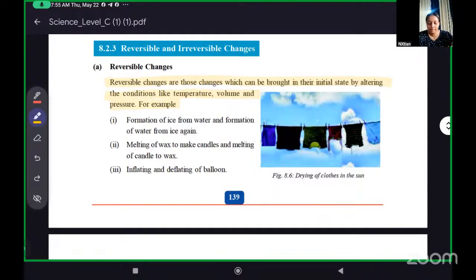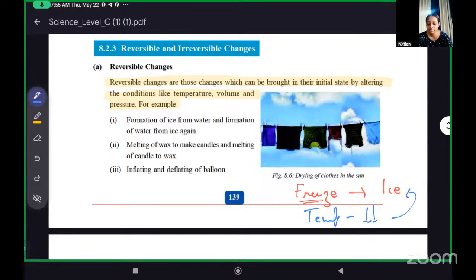What are some examples? Formation of ice from water and formation of water from ice again. Why? Because there is a change in state here, but along with the state, there is a change in conditions also. When we want ice from water, we chill that water, or we freeze the water to make ice. So this is a change in temperature. This is a drop in temperature that will give us ice.